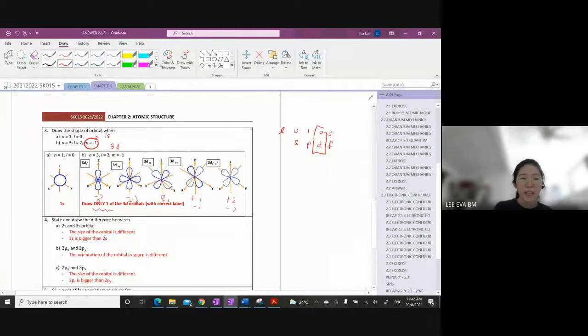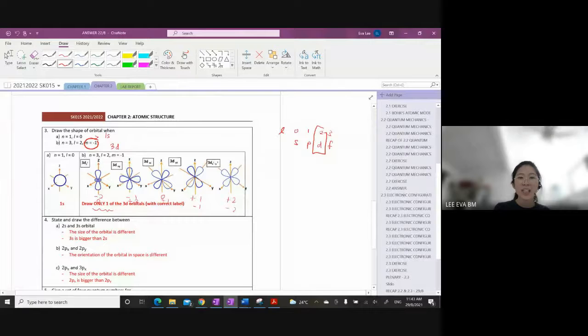So if it asks for -1 only, just one of them. I like donuts the most, so I draw the donut. No problem. Otherwise, if I mention m equals -2, -1, 0, +1, +2, then I need to draw all 5 orbitals, because here there are 5 values of m. Each m represents one orbital.